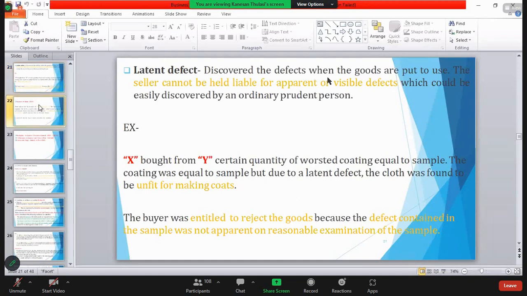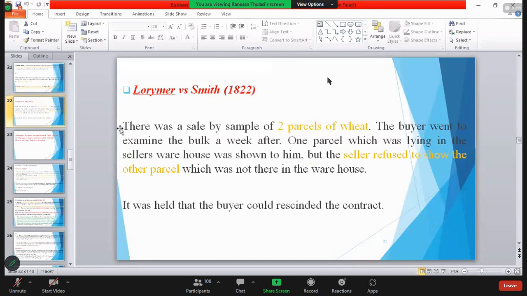Okay. See the case Lorymer versus Smith. Now, a sale by sample of two parcels of meat. The buyer went to examine the bulk a week after. One week after only, the buyer examined the bulk. One parcel, which was lying in the cellar warehouse, was shown to him. Only one parcel was shown as a sample by the seller to the buyer, but the seller refused to show the other parcel.